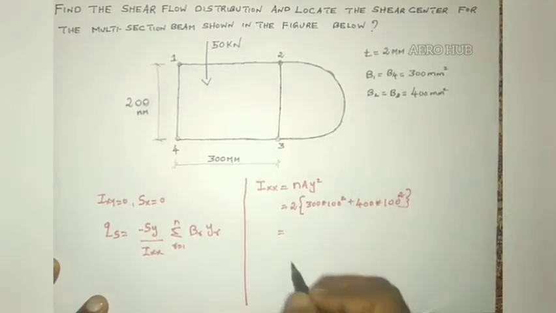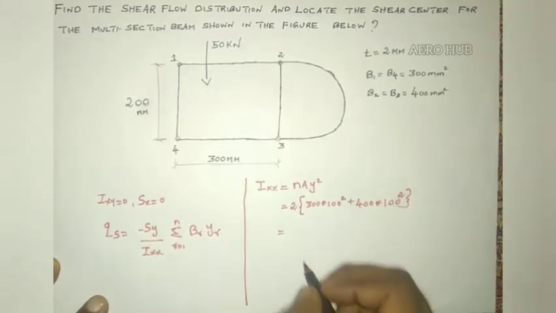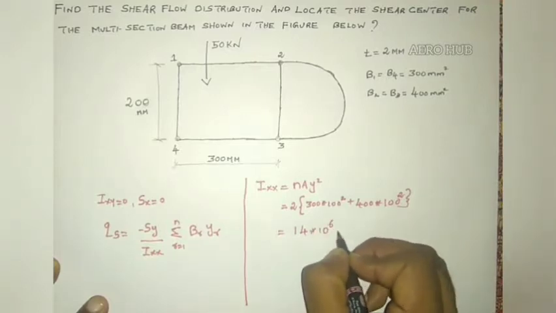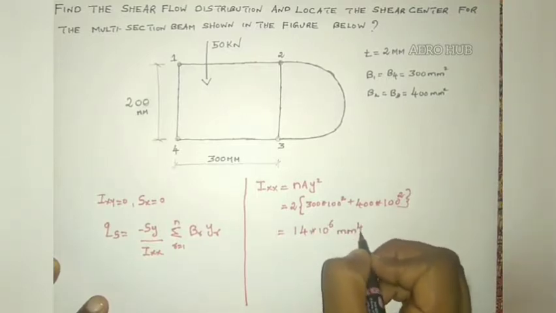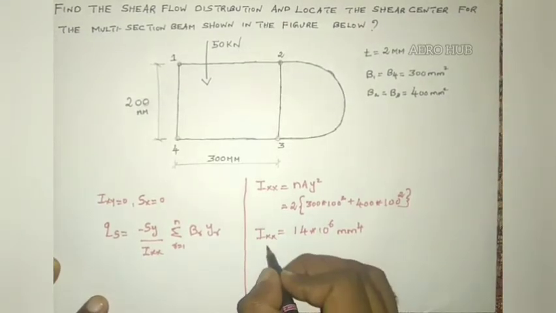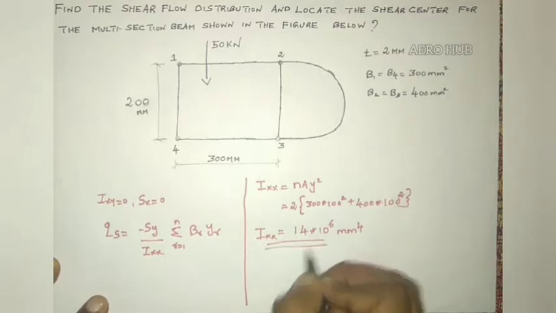After solving this, I will get 14 into 10 power 6 millimeter power 4. This is the value of the moment of inertia for the section.